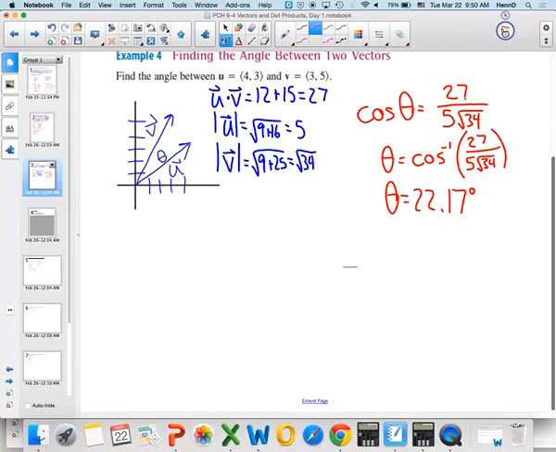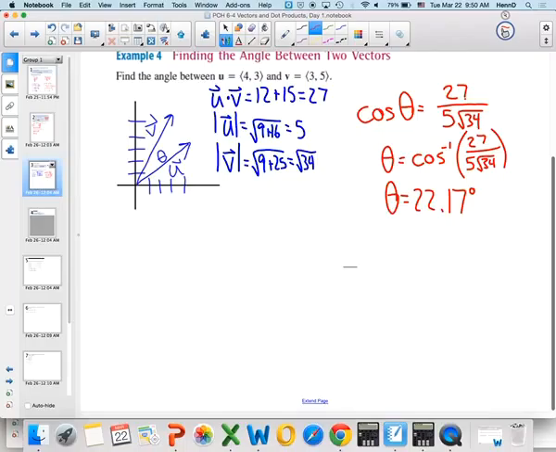Let's think about this. If your dot product is positive, and we know the magnitudes are always positive, cosine will be positive. So that means our angle is going to be first quadrant. What happens if our dot product is negative? We'll get the second quadrant. What's the only other possibility?